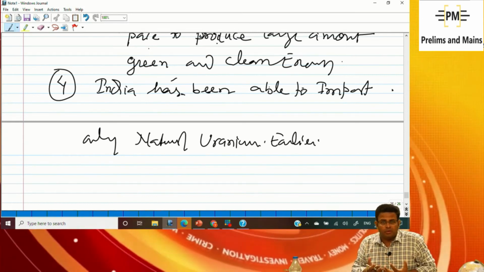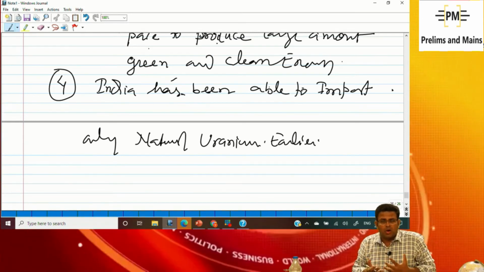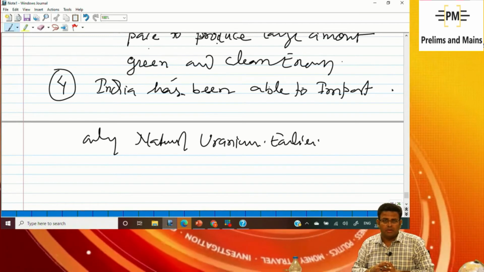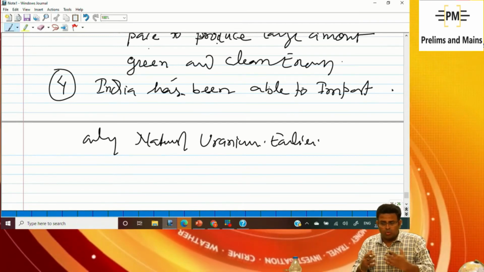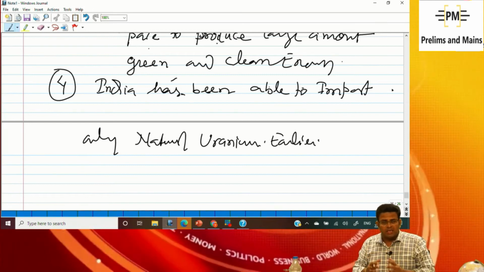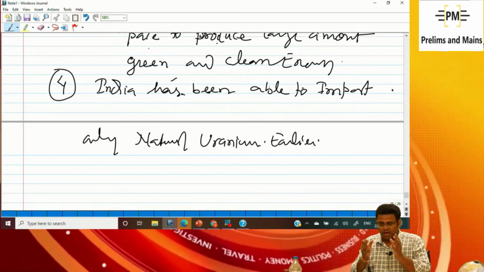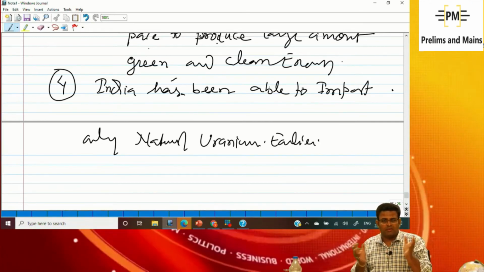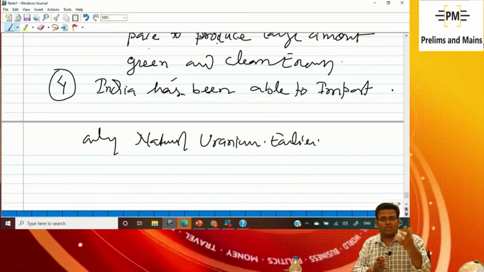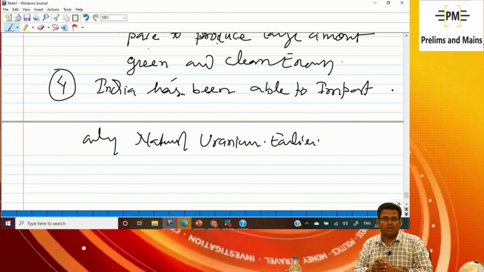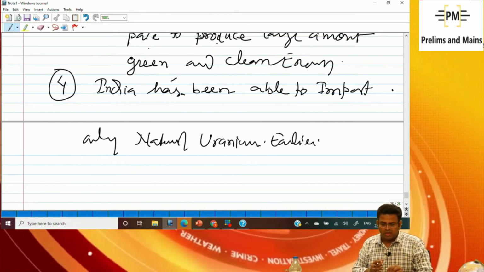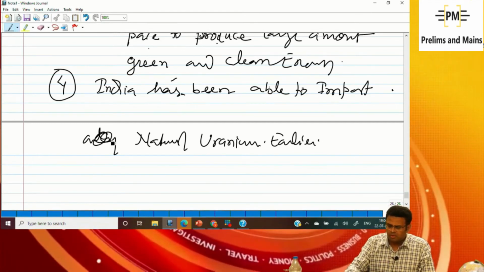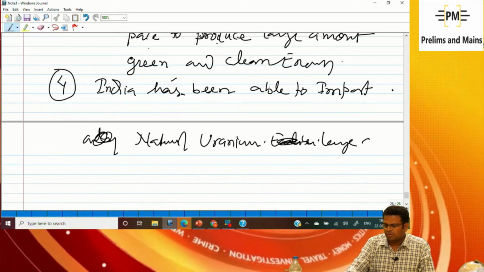Which fuel are we getting? We are not getting good enriched uranium for producing in nuclear reactors, because India is not a member of the NSG. So India can import natural uranium, because if I start taking enriched uranium, we can make weapons also. They are giving slightly enriched uranium where we can do research, and a little bit of low enriched uranium. So India has been able to import natural uranium in large amount.